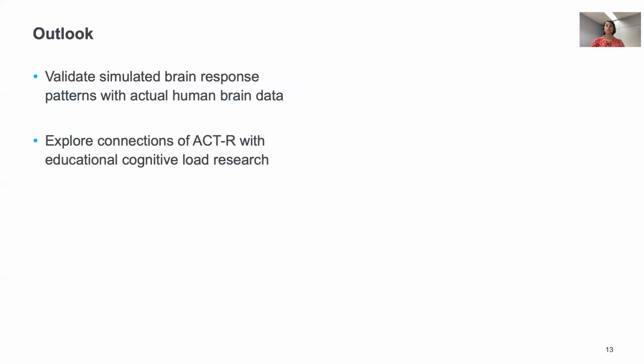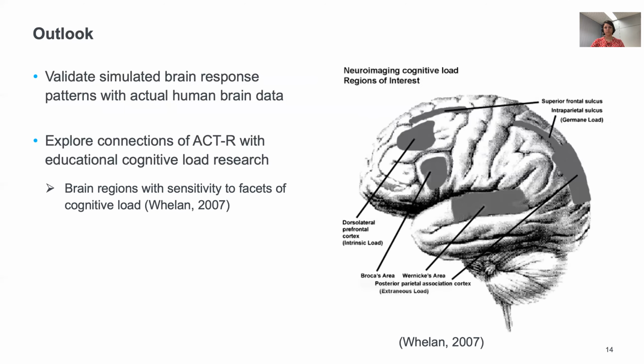In the mid and long term, I would like to further explore potential connections of ACT-R with the cognitive load theory, and I'm particularly interested in a conceptual framework for exploring facets of cognitive load with fMRI that has been outlined by Robert Whelan. It postulates that changes in intrinsic cognitive load would manifest themselves in the dorsolateral prefrontal cortex, because this area mediates attentional maintenance and manipulation.